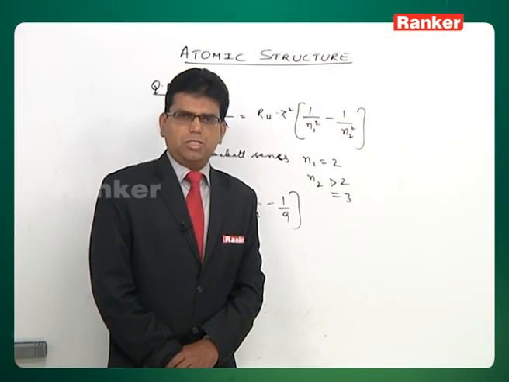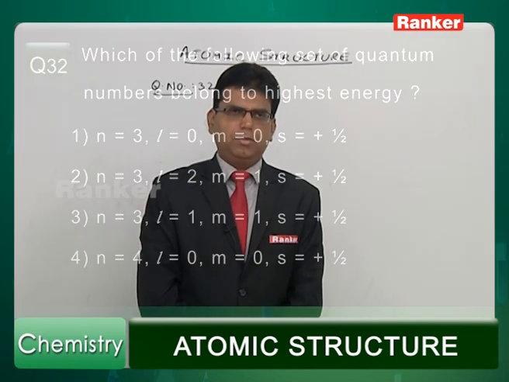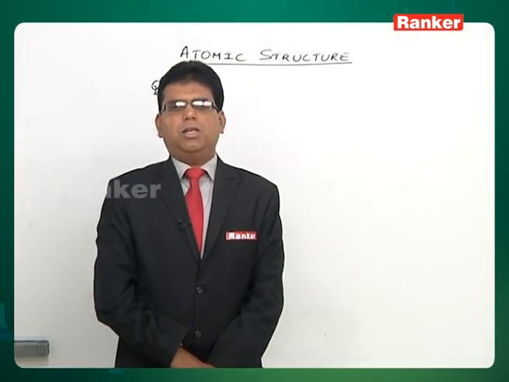Now let's move on to question number 32. This question again relates to the quantum numbers. Which of the following set of quantum numbers belongs to highest energy? Highest energy means it should be of highest principal quantum number. Higher the principal quantum number, higher is the energy.